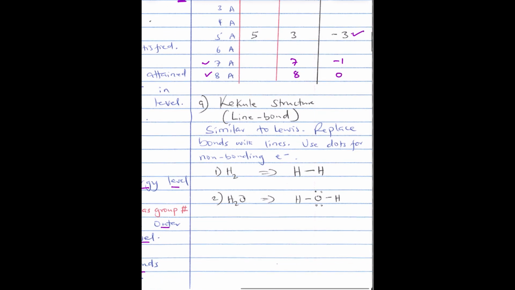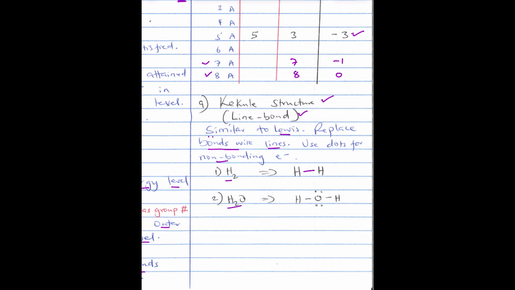The other type of structure is called Kekule structure or line bond structure, and that's where we use lines to replace bonds. So it's similar to Lewis structure, but now we replace the bonds with lines. Remember, in Lewis we are using electron pairs. Now we show the lines, but we still need to show the non-bonding electrons. So for example, hydrogen, H2, instead of the 2 electrons between hydrogen, now we just use a line between hydrogen.